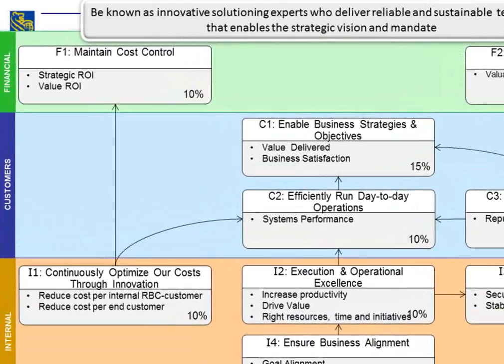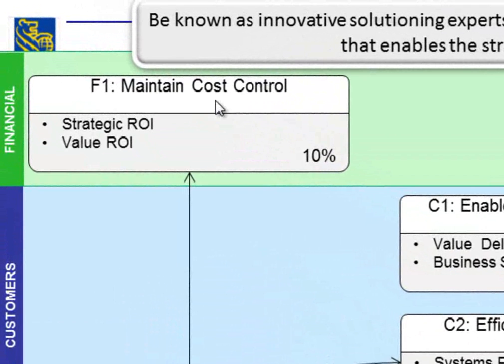So for example, under cost control, we're recommending two best practice formulas that we've used at other financial institutions, and we'll share those with you in the next webinar. But one is strategic ROI, which is what is the improvement we've made on our own processes and the return on that investment. And then secondly, what is the value we've delivered to our customers and at what cost?